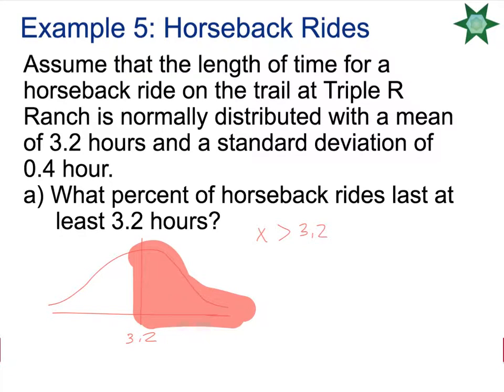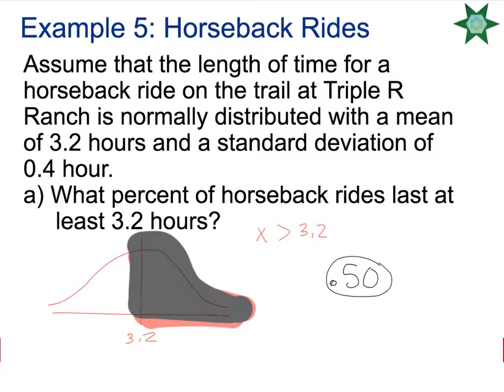And if you use what you remember from the previous problem, from our notes, we know that if you're on the right-hand side, that's 50% of the data. You don't even have to do a calculation here if you don't want to. You know 50% of the data lands on the right-hand side. And keep in mind, you have to take this and multiply it by 100 to turn it into a percent. No calculation needed here if you remember all your information. So 50% of the horseback rides will be at least 3.2.